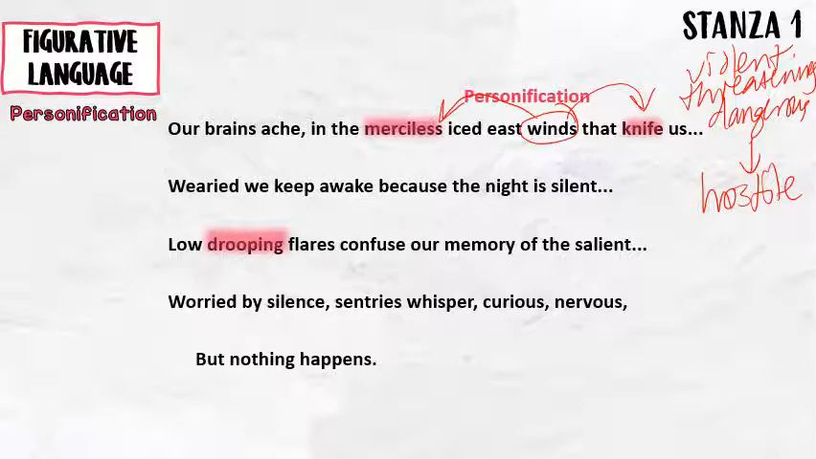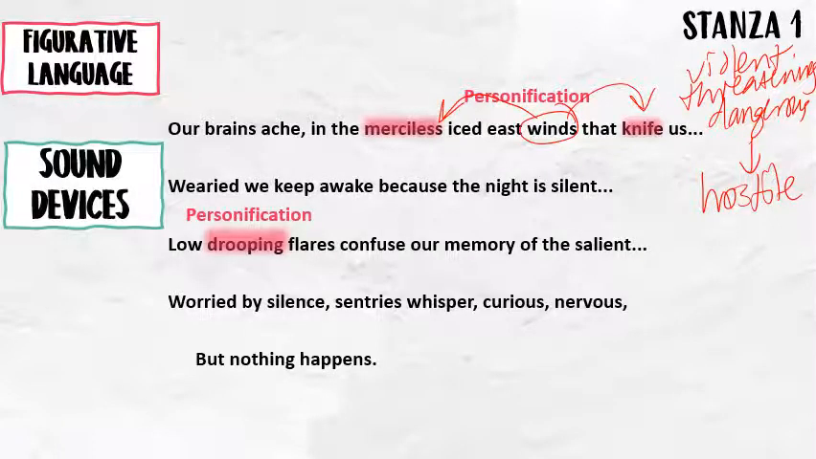We also have personification created through this word drooping. Before I move on to the sound devices, I just want to make a comment about this idea of drooping, and I want you to see the contrast that he's creating between nature and the warfare. So in this particular context, as the soldiers are in the trenches waiting for action, the action is quite ineffective at this point of the poem, from the warfare perspective. The flares are drooping, the flares, the lights that they throw up in the sky so they can see over no man's land, they're drooping.